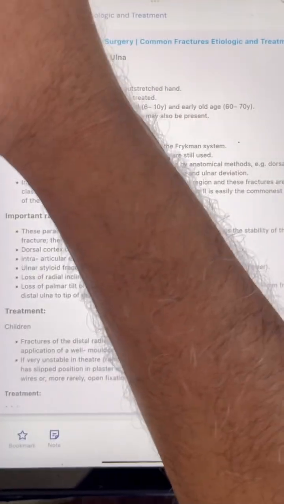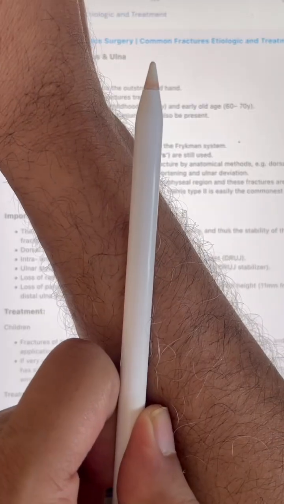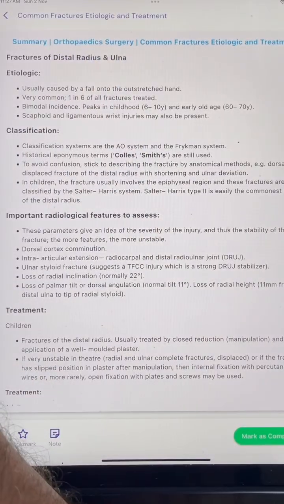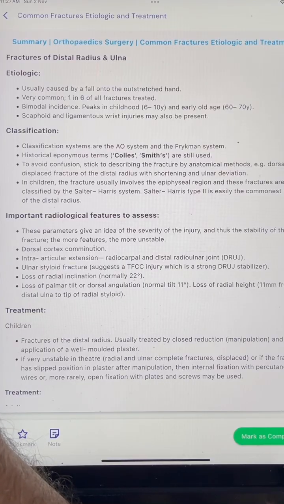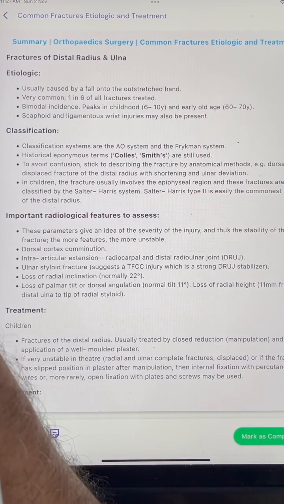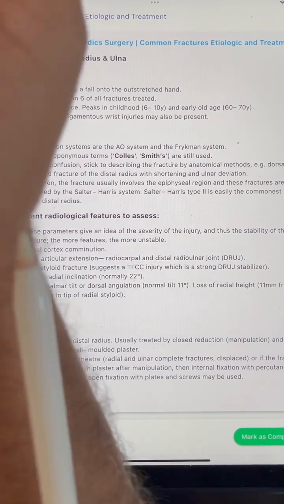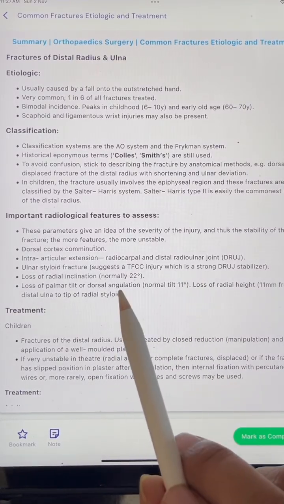So in this manner, if you see from the lateral side, this is the lateral side, this is the radius. If anywhere a fracture is there, and it is dorsally displaced, what is there? The dorsally displaced fracture of distal radius with shortening and ulnar deviation. So now this one is the radius, and it has displaced, if you see from the lateral side, dorsally, with ulnar deviation. Ulnar deviation means deviation to this side. Ulnar deviation, you have to fix it then.